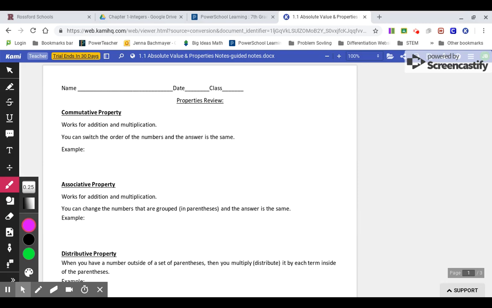So for example, I can add 3 plus 2, and then I can switch the order and add 2 plus 3. And no matter how I look at those, 3 plus 2 and 2 plus 3, they are going to equal 5. Okay, so the same thing is true when I'm using multiplication. So 3 times 2 is the same as 2 times 3. Okay, so that's our commutative property, so we can switch things around.